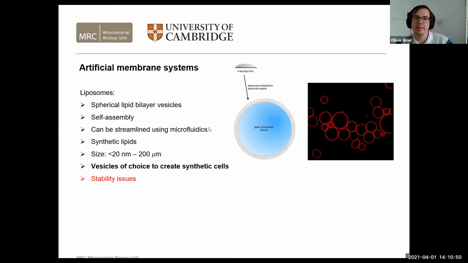So the question is now, can we produce synthetic vesicles that resemble cells in the lab? And actually, it is not that hard to do. We can dry down lipid films and rehydrate them in buffer in an electrical field, and they will spontaneously assemble into these giant vesicles, also called liposomes. Here you can see a fluorescent microscopy image of such vesicles, and they just look like cells whose membranes have been labeled with a fluorescent molecule.